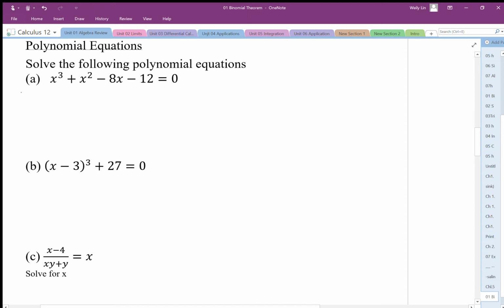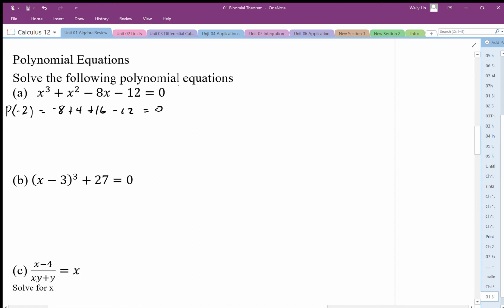So I'm going to try, looks like 1 probably won't work, so I'm going to try maybe -2. If I plug -2 in, I get -8 plus 4 plus 16 minus 12. Yeah, that's equal to 0. Okay, so that then represents one factor of this polynomial. So we know that one of the factors must be x plus 2. So to find the other quadratic factor, we're just going to break this down by division.